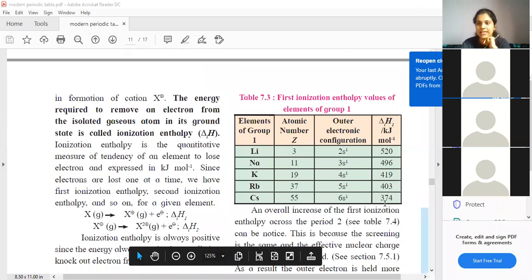Your group 1 is alkali metal. Alkali metal has one valence electron, so it can easily lose only one electron. Okay, students, my voice is clear, right? My voice is not lagging. Is it lagging?